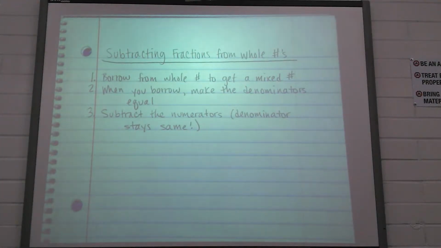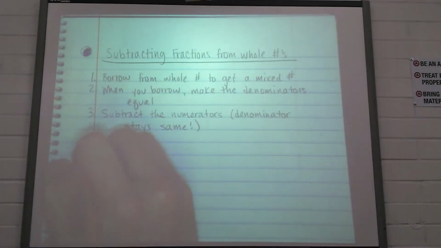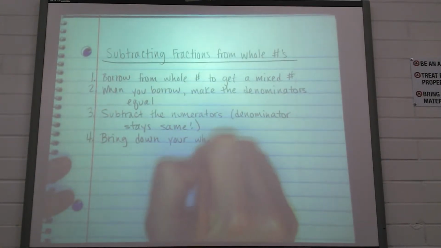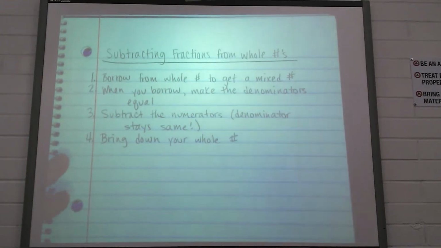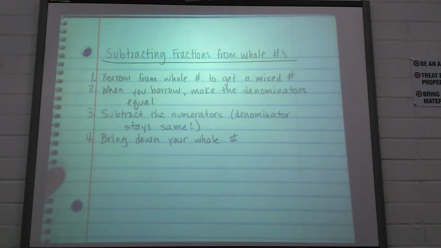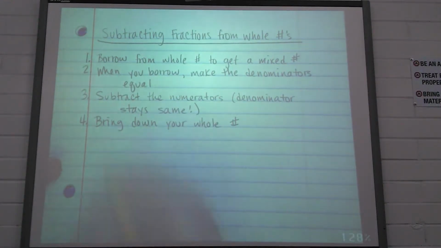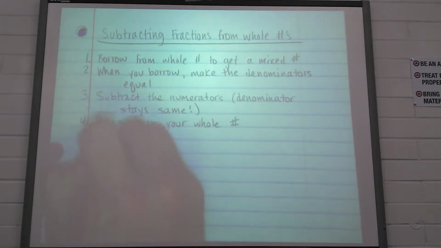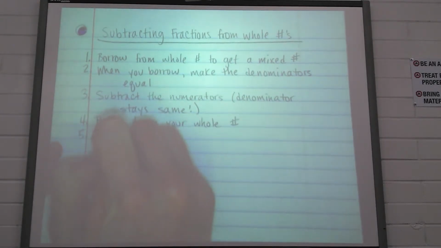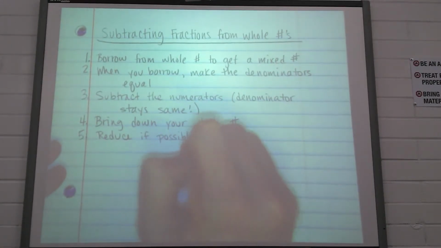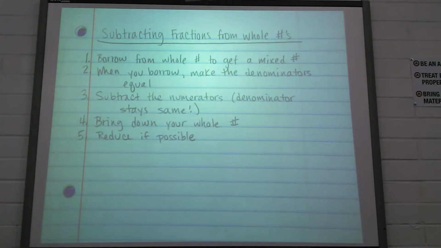And the fourth and final step, you're going to bring down your whole number. I shouldn't say the fourth and final step because there is one last step that you can always possibly do, and that is to reduce. So we're going to add one more step here, sorry about that, and it's just going to say reduce if possible. Because we never want to leave a fraction that can be reduced into lowest terms.